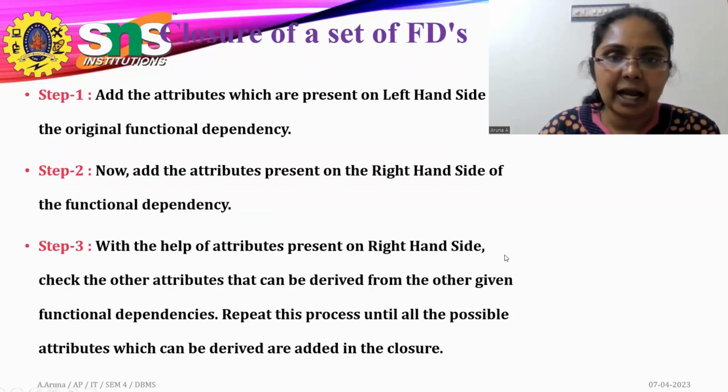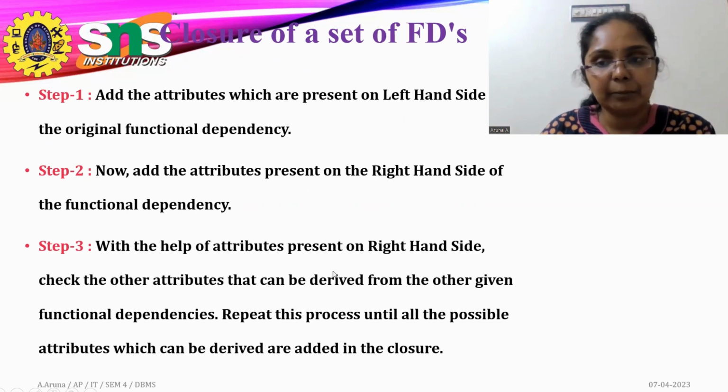How can we identify the closure set of a single attribute or a set of attributes? By using these three steps only, we can calculate the closure set of the functional dependencies. First, we are going to see what the steps are. After that, I am going to solve a few problems for your understanding. Step 1 is to add the attributes which are present on the left hand side in the original functional dependencies. Similarly, we write the attributes present in the left hand side in the closure set. That is the first step.